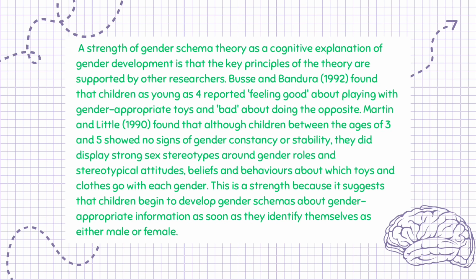Martin and Little, 1990, found that although children between the ages of 3 and 5 showed no signs of gender constancy or stability, they did display strong sex stereotypes around gender roles and stereotypical attitudes, beliefs and behaviors about which toys and clothes go with each gender. This is a strength because it suggests that children begin to develop gender schemas about gender-appropriate information as soon as they identify themselves as either male or female.